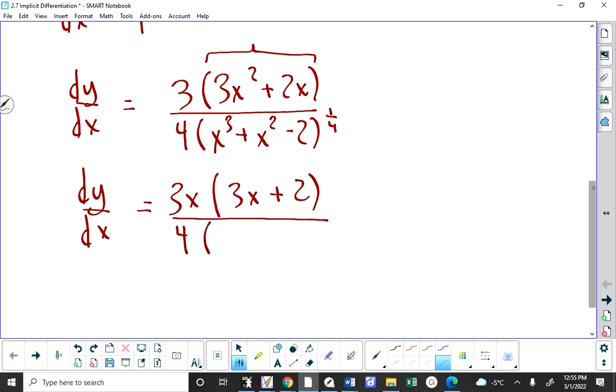And this is over 4 times x cubed plus x squared minus 2 to the 1/4. It gets a little confusing because I'm seeing that 3 that was there already, so I have to kind of ignore that, right? Take out the x, it becomes 3x plus 2 in the brackets. Is that okay, Demi? Okay. By the way, factored is better because I can easily look at this now and I can tell that there are 2 values of x that make the derivative equal to 0. Negative 2/3 and 0. And that will be important for later.